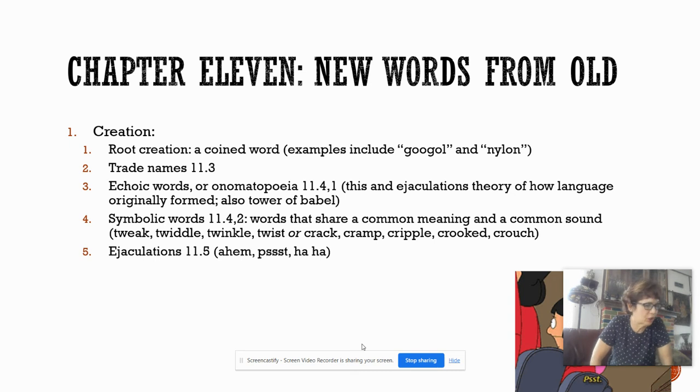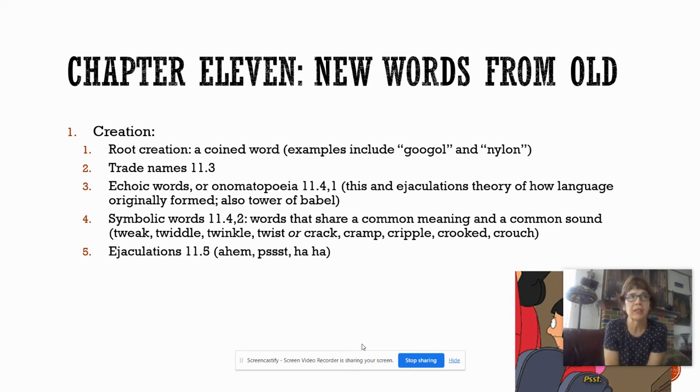Exercise 11.2, I don't think I assigned this one, but it has you look at some true root creations. Sometimes trade names, which may or may not be root creations, are created and they become common. So Xerox, for example, we use that kind of just generically for making copies. But Xerox originally was a trade name.